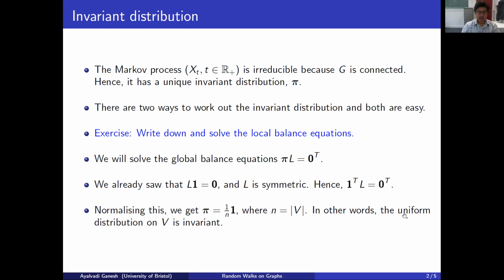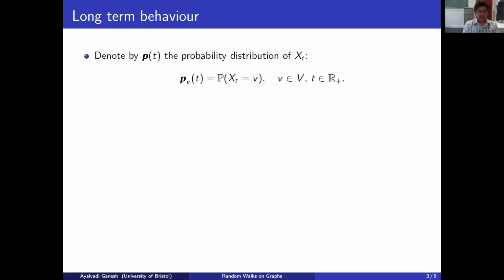Okay. So the uniform distribution on the vertex set is invariant. In the long run, the Markov chain is equally likely to be at any vertex. That's what this invariant distribution is telling us. Okay, so what can we say about the long-term behavior? I already said one thing, it spends in the long run an equal fraction of time at every vertex. But in fact, we can say a bit more.